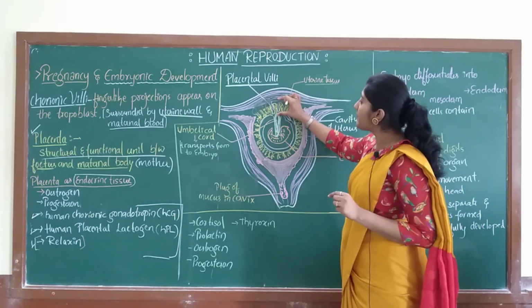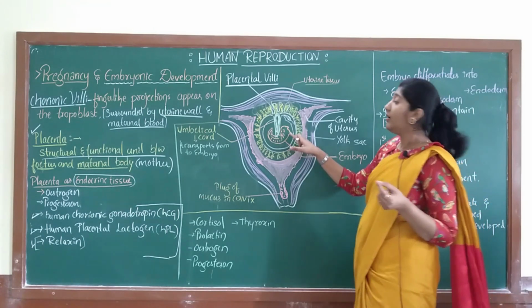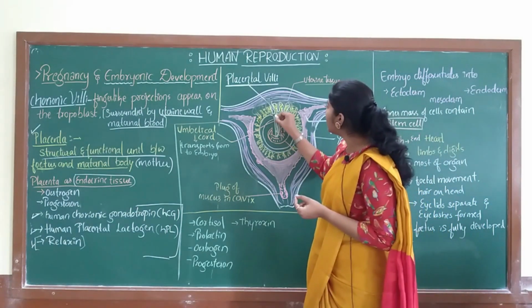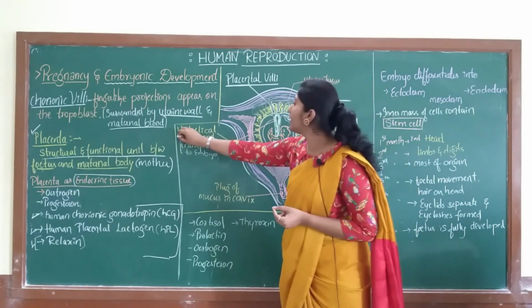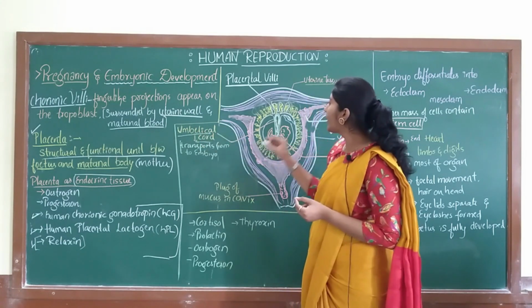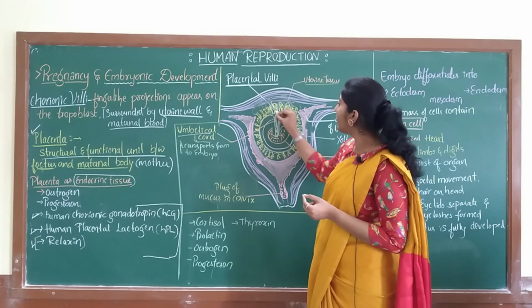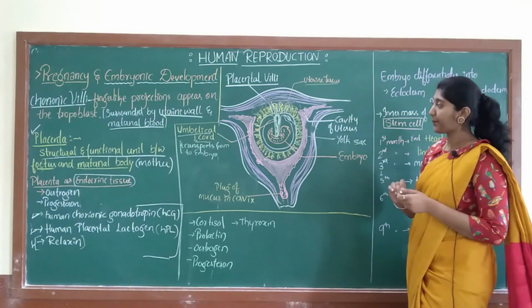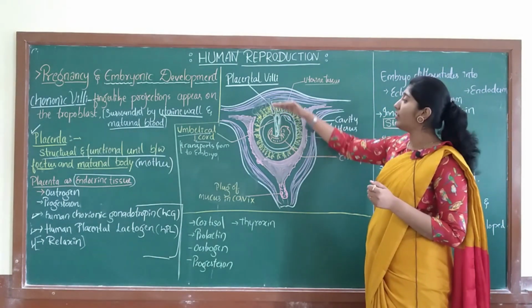So, the structure which connects the placenta with the baby, I will not say baby, I will say the developing embryo or the fetus, is called the umbilical cord. This umbilical cord connects the fetus with the placenta. And what is the importance of this umbilical cord? It connects the baby to the placenta.